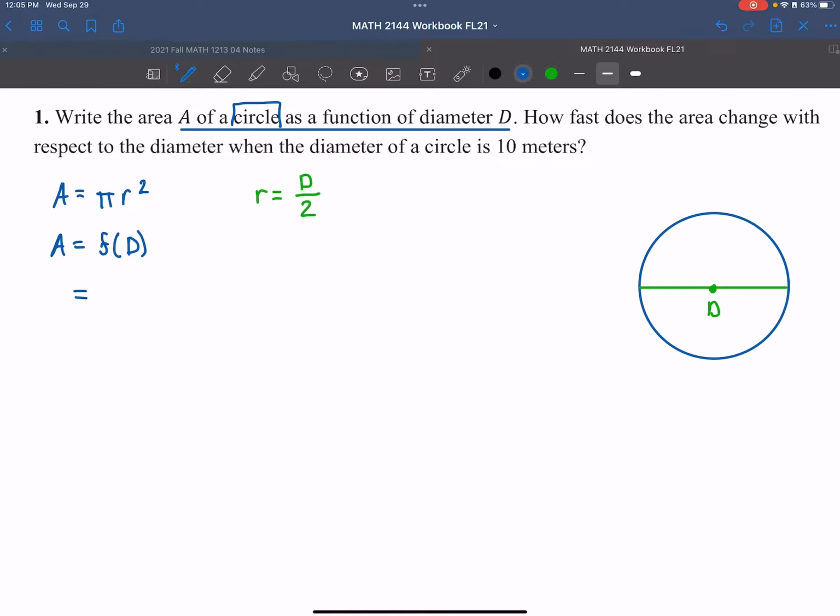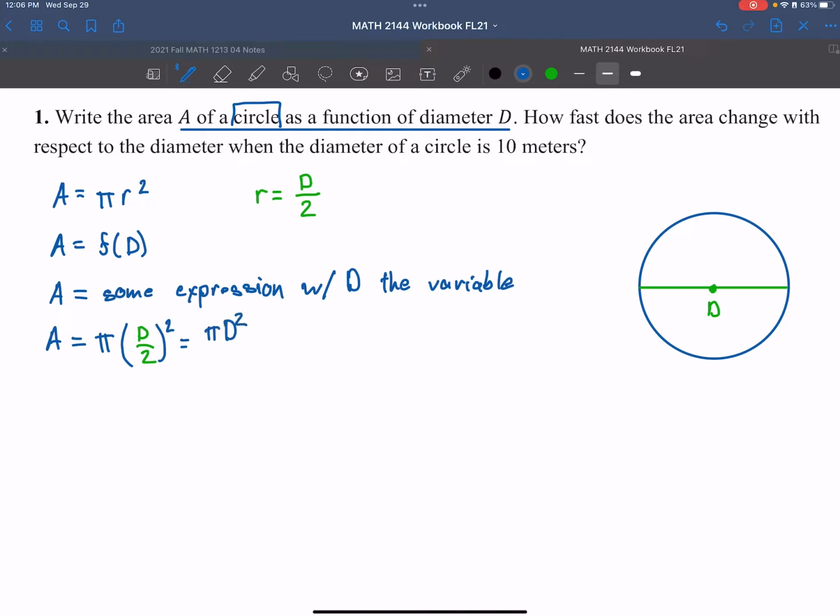So remember, area as a function of the diameter is we're going to have area equal to basically some expression with d as the variable. So, I mean, if we kind of look at everything we have right here, it's pretty easy to go ahead and figure out what that is. That is to say, the area is going to be pi times d over 2 all squared. We could simplify this a little bit. We end up with pi d squared over 4.